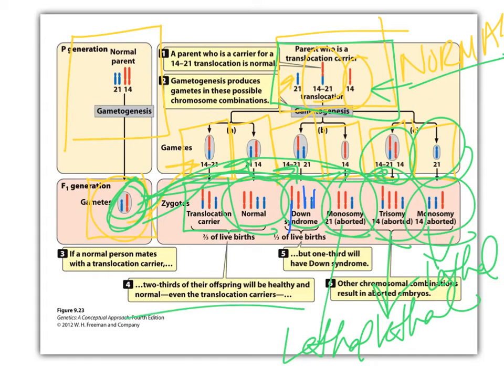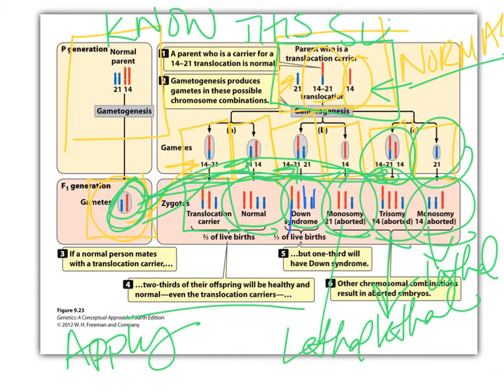I do want you to be able to apply the Robertsonian. You should know this slide. Know this slide. Because you may be asked to draw gametes. What happens if they're fertilized? Does it have Down syndrome or not? What are all the possibilities? If you see a zygote, could you tell me if it's trisomy 21?